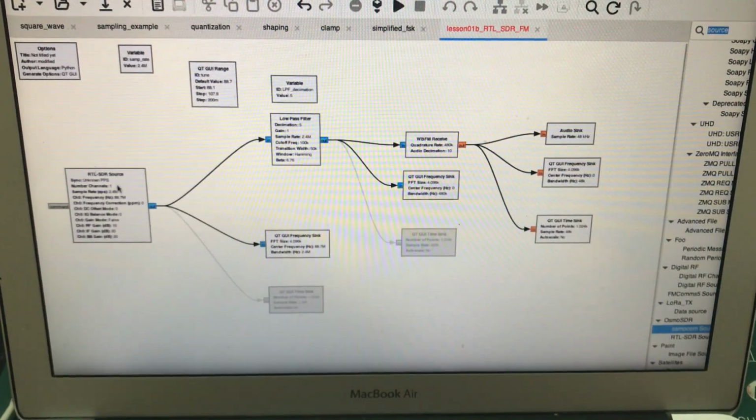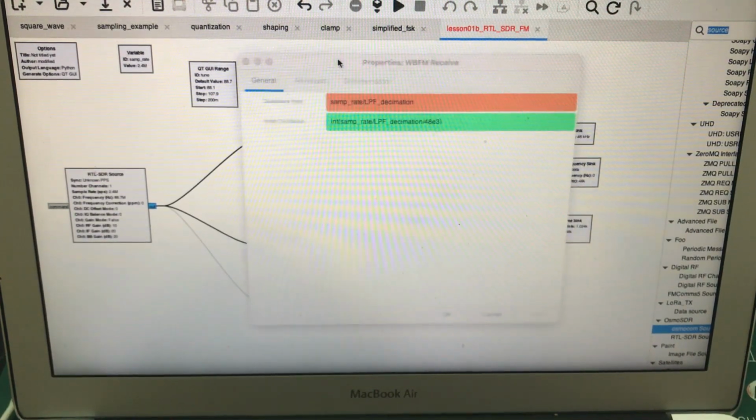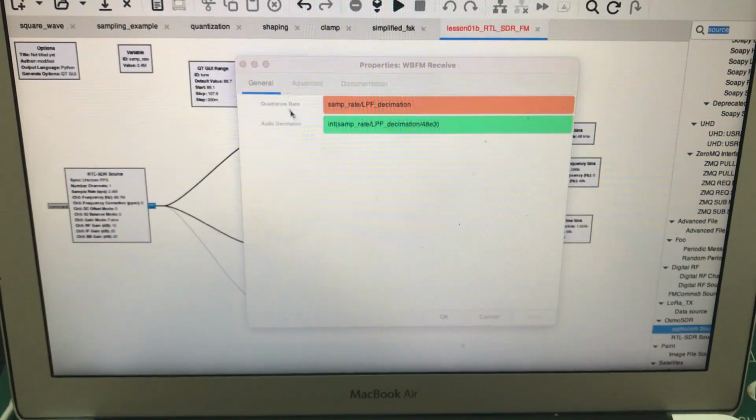Now this filter output is going to your WBFM receiver, wideband FM receiver. This is a block that is available here. Now, here's what it is. So what is that quadrature rate?